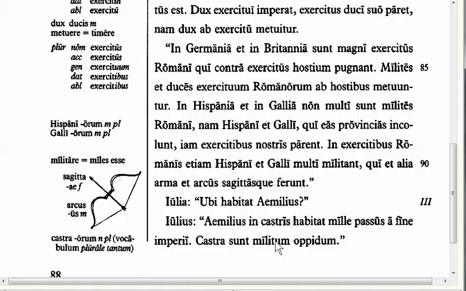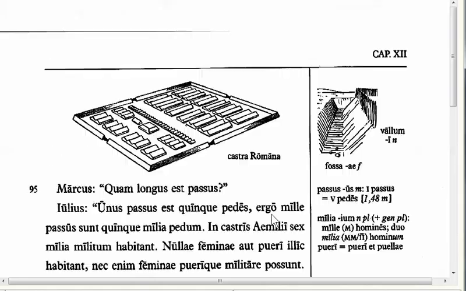Okay, next new grammar feature is in line 96. And we see Julius saying, "unus passus est quinque pedes, ergo mille passus sunt quinque milia pedum." So here we have the word for a mile in Latin. The word mile in English comes from this word. And it comes from mille, which is 1,000, passus, which is a pace.